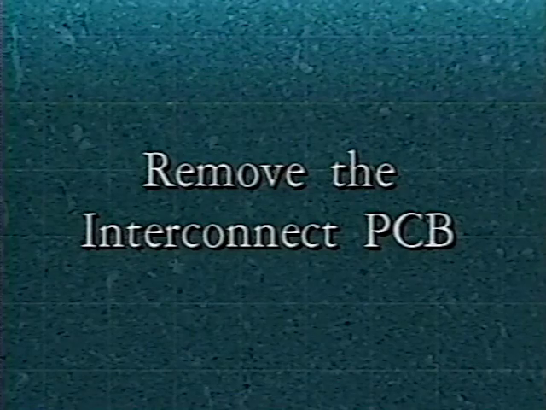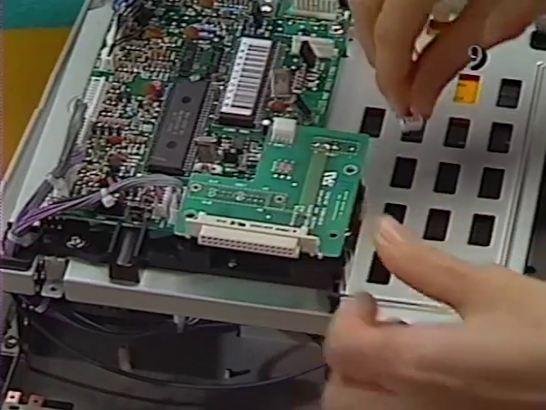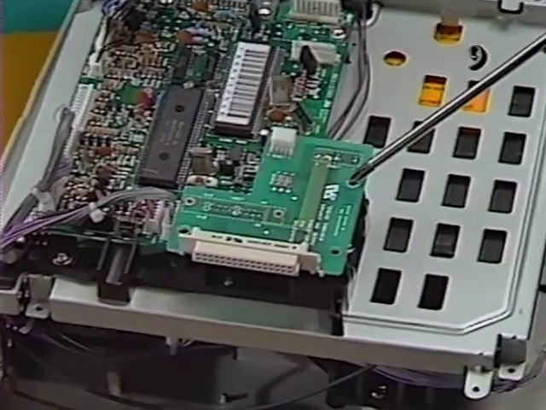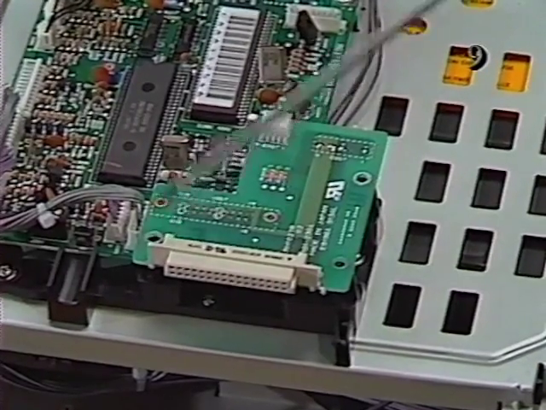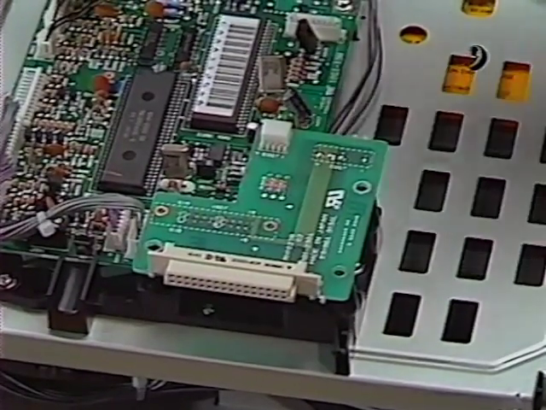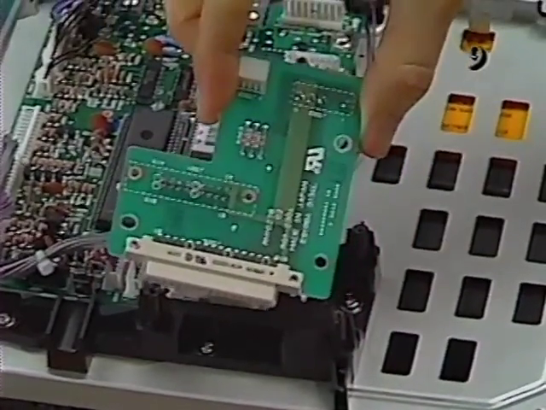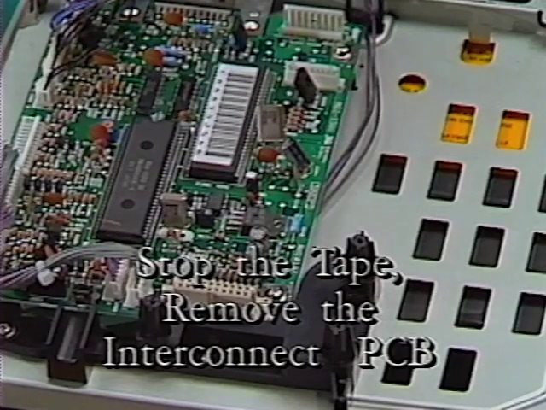Remove the interconnect PCB. First, disconnect connector J303 from the interconnect PCB. Now remove the 3 black screws that hold the interconnect PCB to the plastic DC controller interconnect mount. And last, lift the interconnect PCB out of the printer. Stop the tape and remove the interconnect PCB.